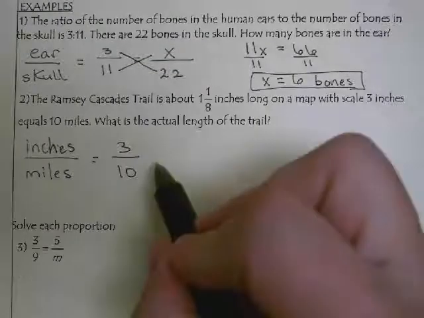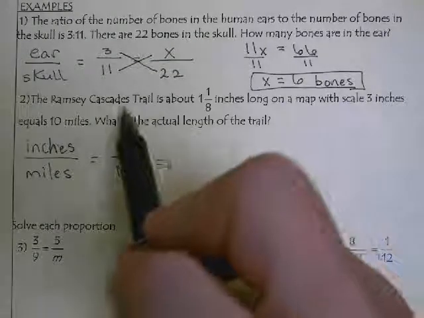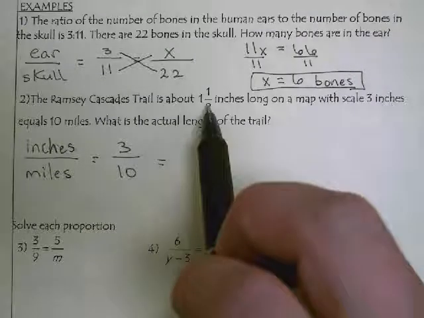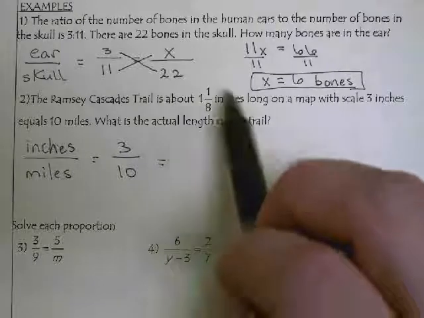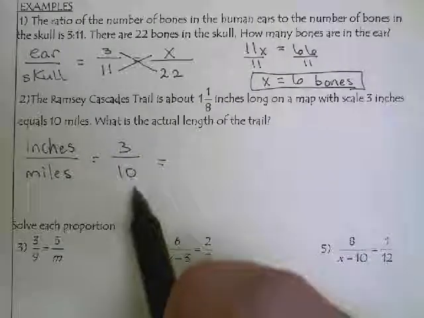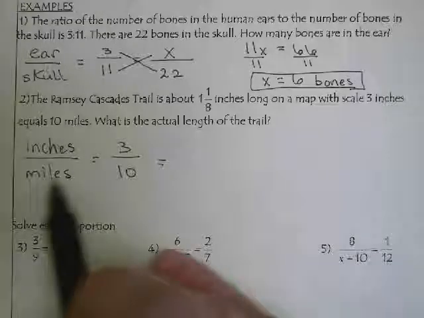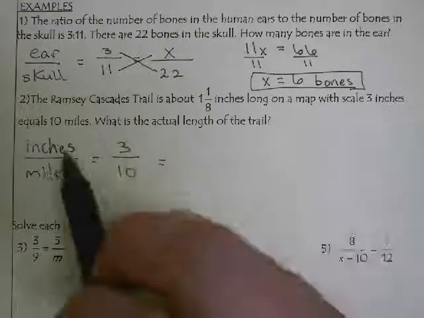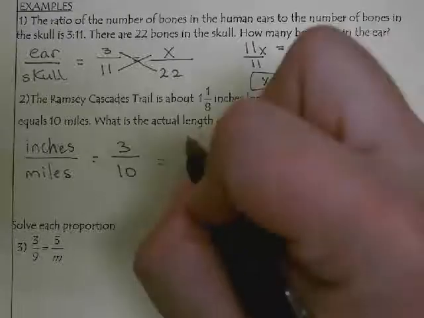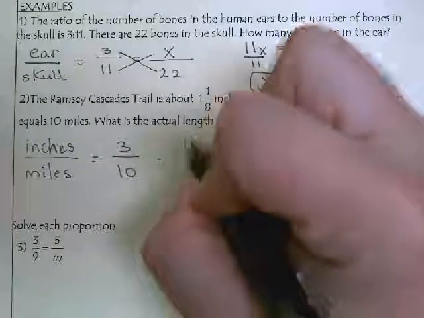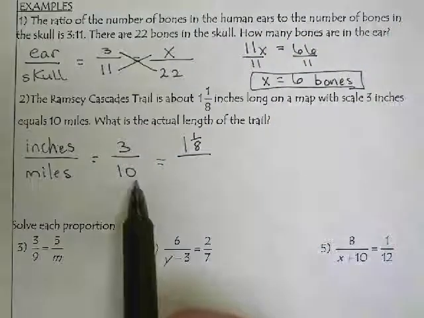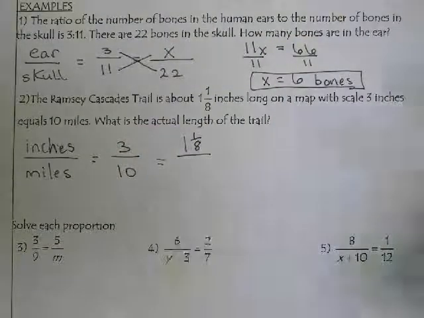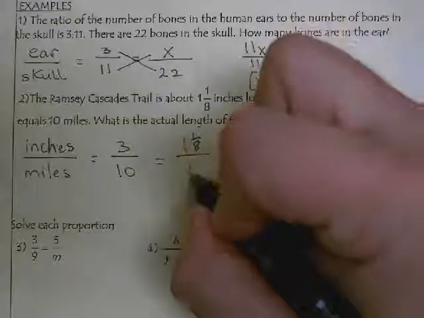And then we're told that on the map itself, the Ramsey Cascade Trail measured 1 1/8 inches. So where are my inches going to go? In the numerator or the denominator? Well, we'll use our original ratio of words, and we know inches is in the numerator. So we'll put 1 1/8. And then, do I know how many miles the trail is? No, that's what I'm trying to figure out. That's my unknown. So we'll use our x.